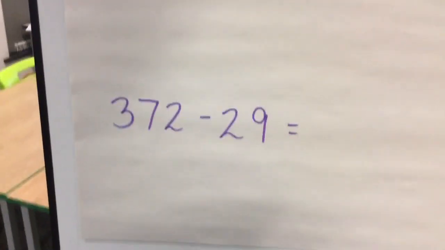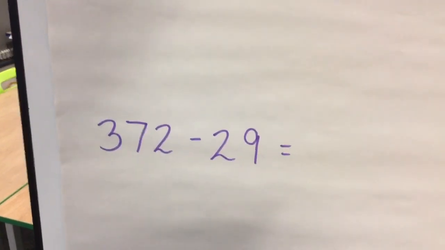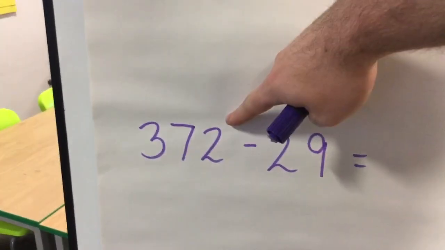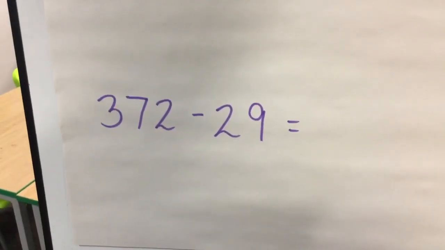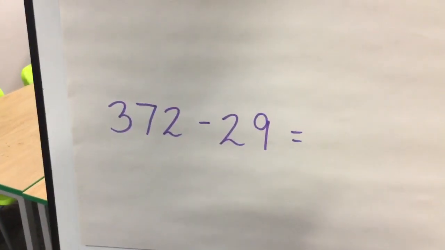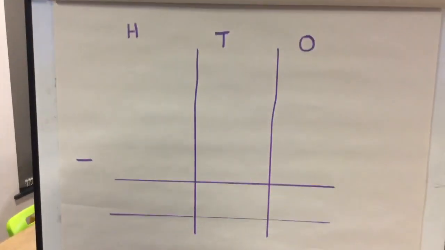Okay, so we're going to subtract today. I've got this calculation, 372 take away 29. Now straight away I can already see that if I try to take 2 and subtract 9, my answer is going to give less than 0, so I'm going to have to do an extra step today, which is about exchanging, which is why I'm going to model it so that you can see what that looks like.